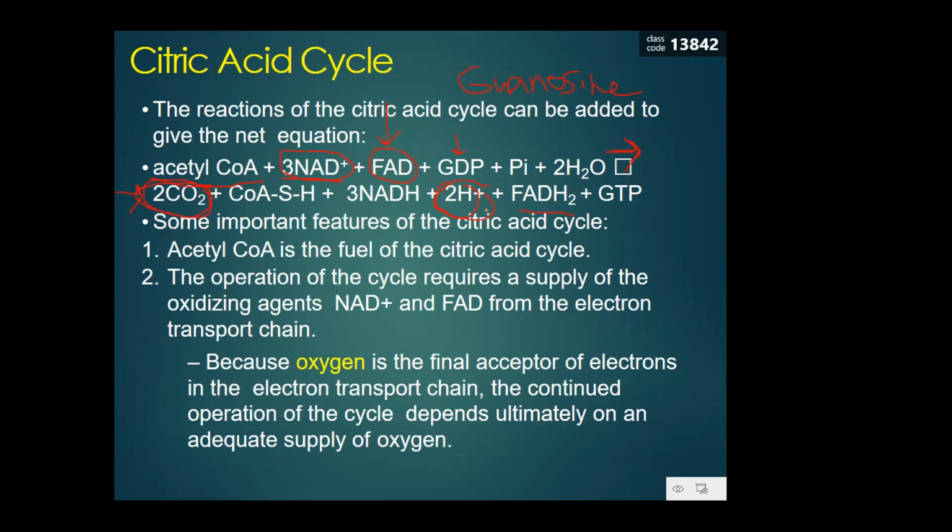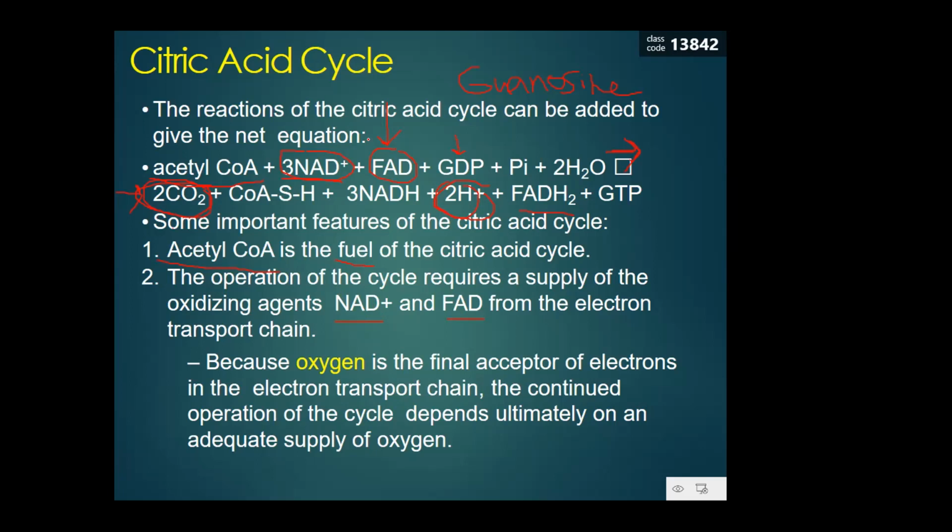Okay, so recap natin, no? Summary natin. Ano yung mga na-observe natin in citric acid cycle? So first is, it needs acetyl-CoA. Bakit? Because acetyl-CoA is the fuel of citric acid cycle. Ano pa? It also needs NAD plus and FAD. Okay? Saan yan galing? From electron transport chain. Mamaya i-discuss natin. Discuss natin yan later on electron transport chain. So needed yung NAD plus and FAD.